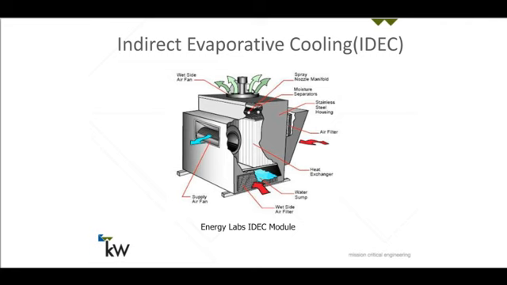Here's a picture of an IDEC unit. Inside you've got the heat exchanger, you've got on the inside tubes the air from the data center in the red, and then that air moves out to the blue, back to the data center, the supply air fan. And then you've got the wet side, where your air is introduced, in this case through the bottom, and then you're spraying water over the heat exchanger, and that hot moist air is exhausted off the top. So this is the IDEC.